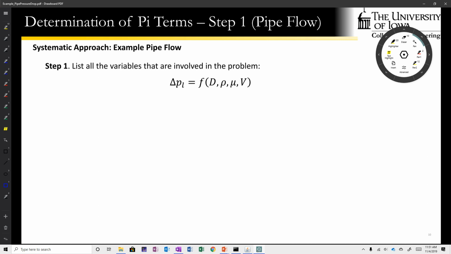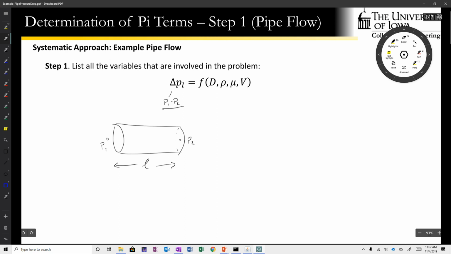So I've done this for us here. The idea, and we did this in class before, is that if we've got a length of pipe, with P1 at one end and P2 at the other end, and this pipe is some length L, then this delta P sub L, which is defined as P1 minus P2 over L, is going to be a function of the diameter of the pipe, the density of the fluid flowing through it, the viscosity of the fluid flowing through it, and the mean velocity of the fluid flowing through it.